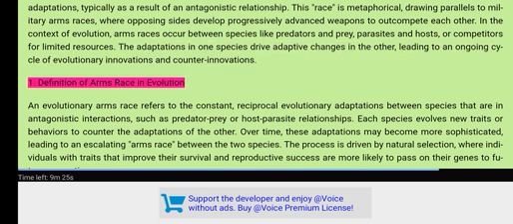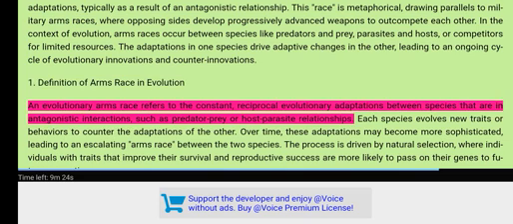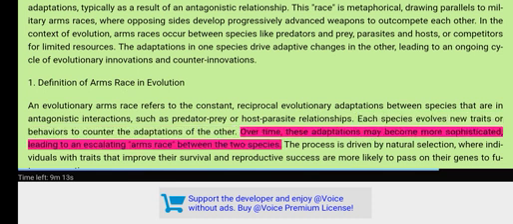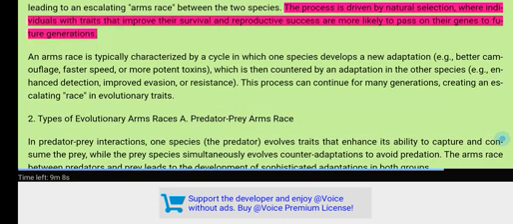1. Definition of arms race in evolution. An evolutionary arms race refers to the constant, reciprocal evolutionary adaptations between species that are in antagonistic interactions, such as predator-prey or host-parasite relationships. Each species evolves new traits or behaviors to counter the adaptations of the other. Over time, these adaptations may become more sophisticated, leading to an escalating arms race between the two species. The process is driven by natural selection, where individuals with traits that improve their survival and reproductive success are more likely to pass on their genes to future generations.